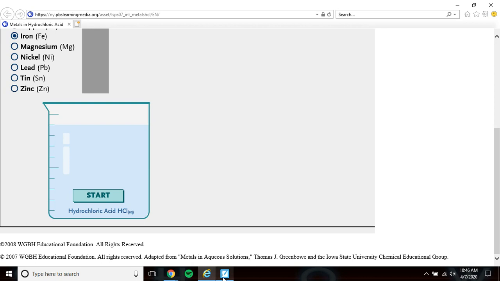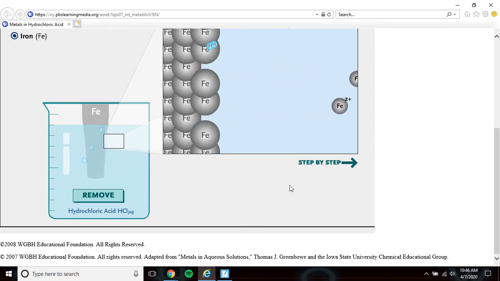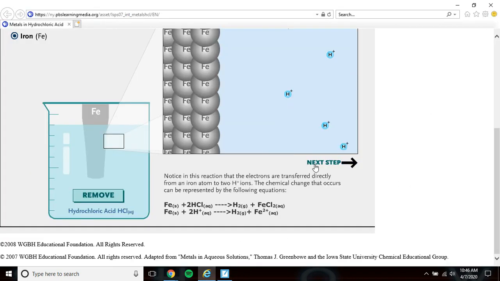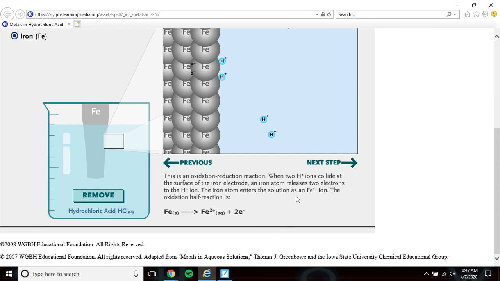So you're going to write iron. Pop him in there. Under metal, I want you to write iron. I picked Fe. Number of electrons transferred, 2. Oxidation reactions. So I'm going to go back, go step by step. And here we go. The oxidation half reaction is this. So I want you to write this whole thing out where it says oxidation reaction for iron.